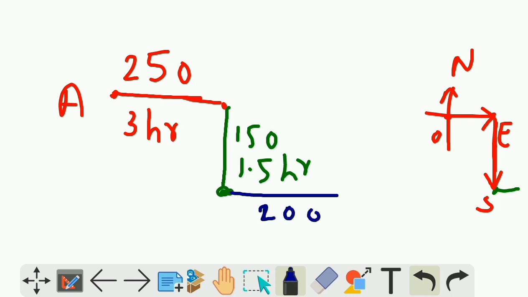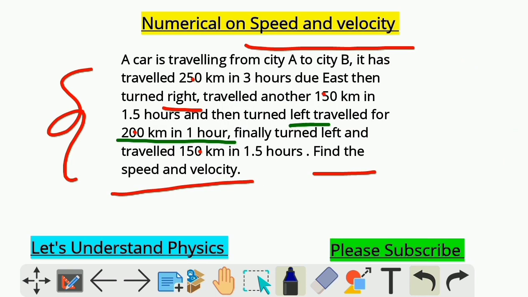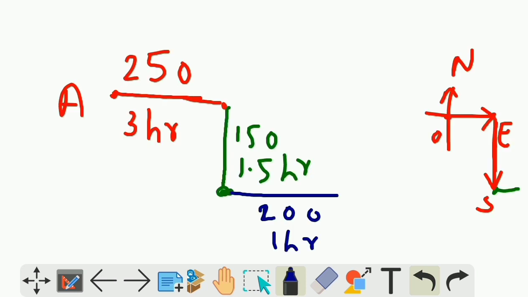Observe clearly. That's why I am writing with different colors. And then finally turned left and traveled 150 km in 1.5 hours. Again left. From here, left means which side is he traveling? Like this only, isn't it? 150 km in 1.5 hours. He is traveling towards north actually. Isn't it?